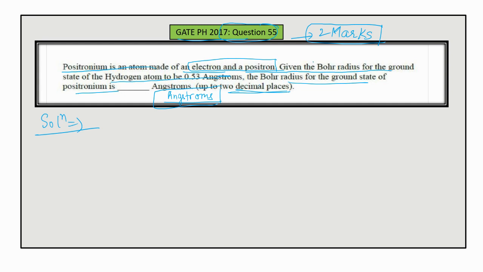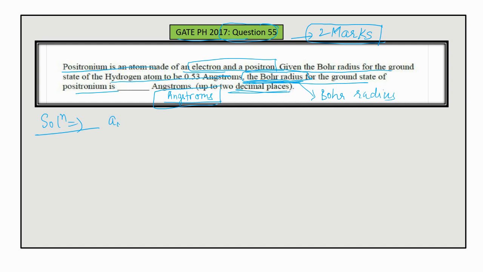Now in the question, just mark the keyword. What is the keyword? This is Bohr radius. In the examination also, you should do the question in the same way. Read the question first, two times, as many times as you are comfortable with. Then mark the key term, like Bohr radius, which we have to find. So we should know the formula for this Bohr radius.